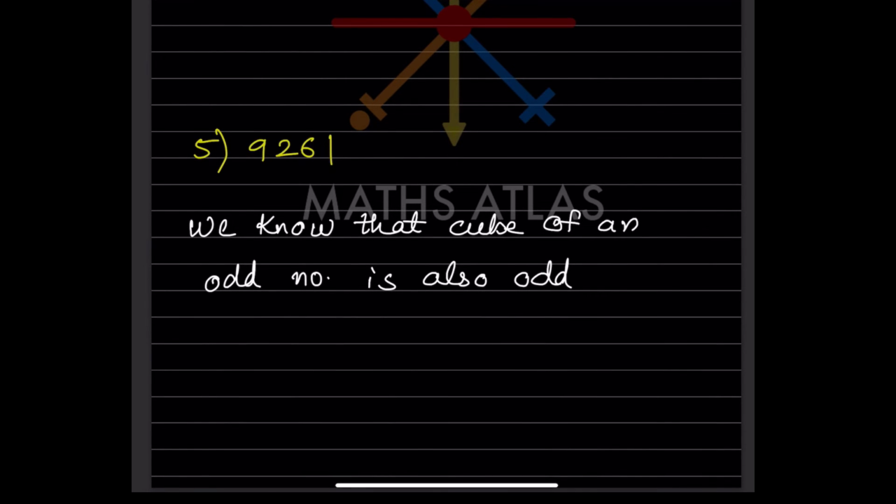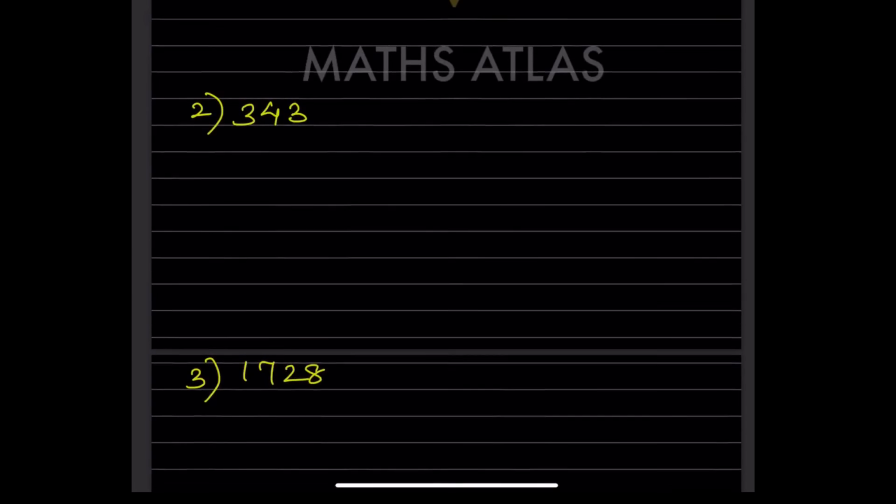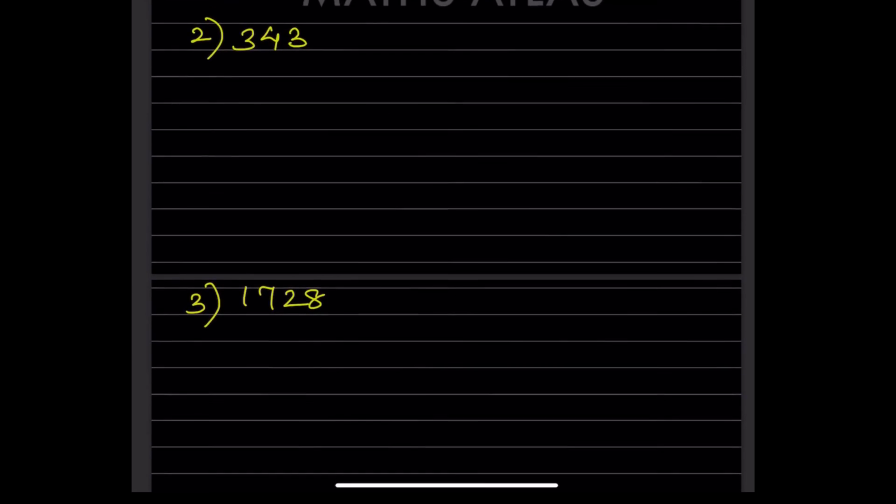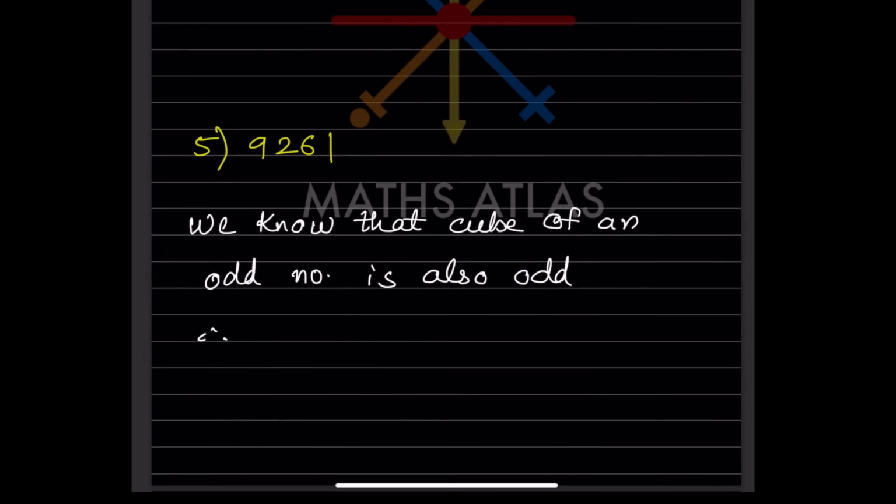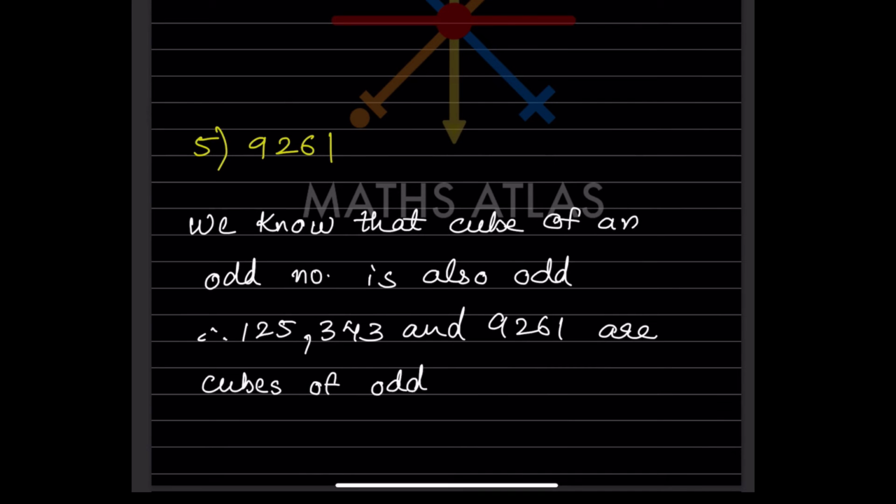So therefore we can write, which are the numbers? 125, 343 and here 9261 are cubes of odd numbers.